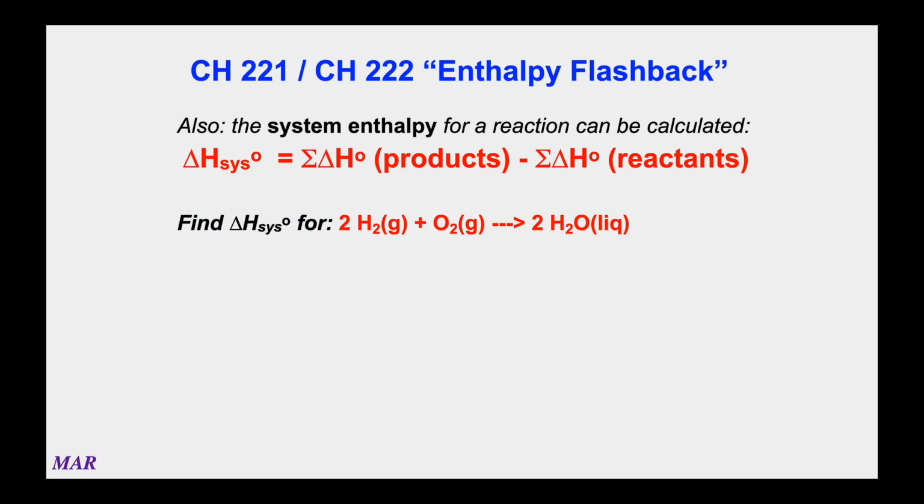Another flashback I talked about earlier, but I want to talk about again. You can find the system enthalpy for a reaction if you have a table of enthalpy values. And you take the sum, which is what that symbol is right there. You take the sum of all the enthalpies of the products, and you subtract from it the sum, which is that symbol right there too, of all the enthalpies that are reactants.